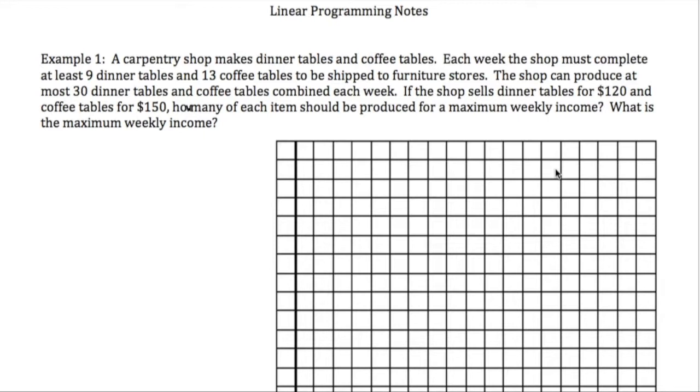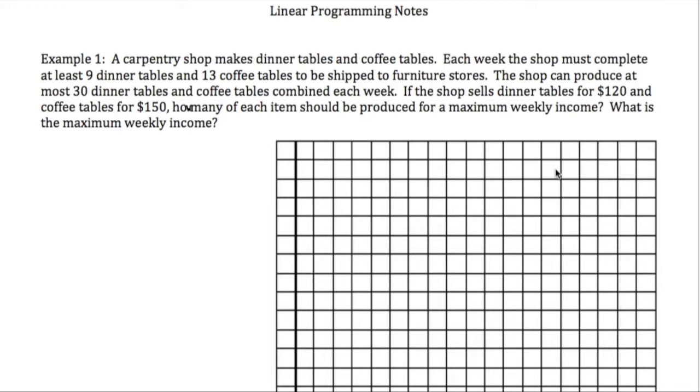All right, so in the following example it says, a carpentry shop makes dinner tables and coffee tables. Each week the shop must complete at least 9 dinner tables and 13 coffee tables to be shipped to furniture stores. The shop can produce at most 30 dinner tables and coffee tables combined each week. If the shop sells dinner tables for $120 and coffee tables for $150, how many of each item should be produced for a maximum weekly income? And then what is that maximum weekly income?